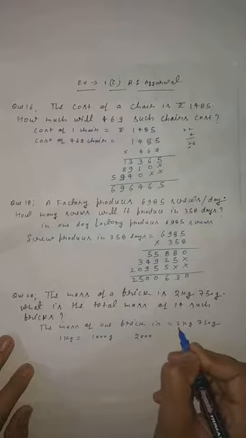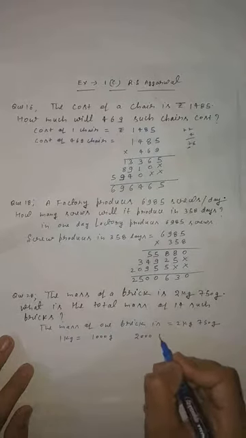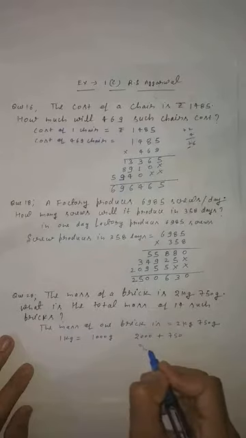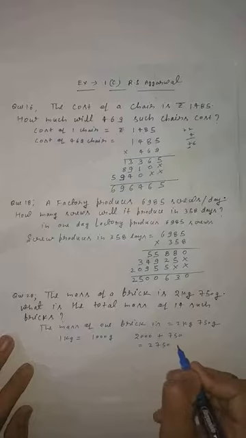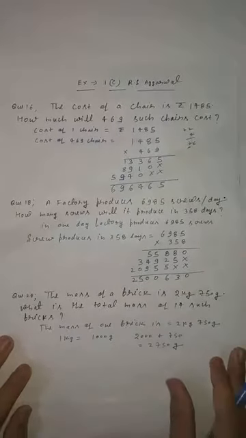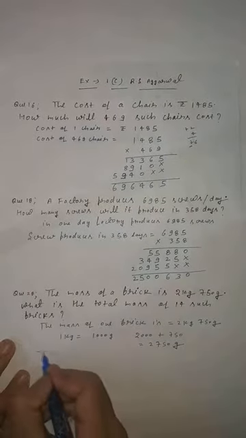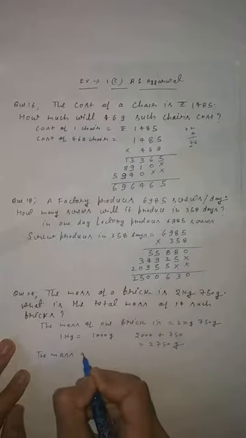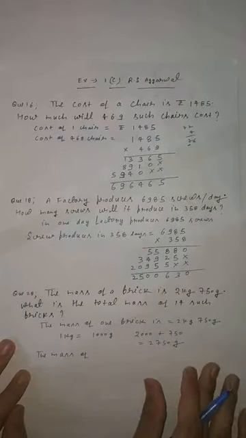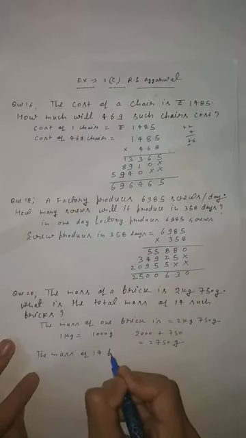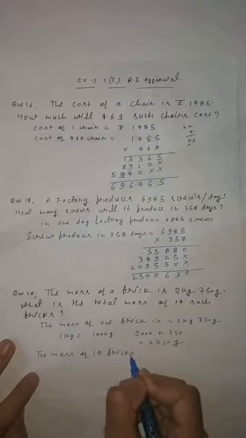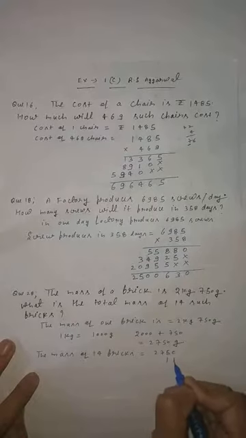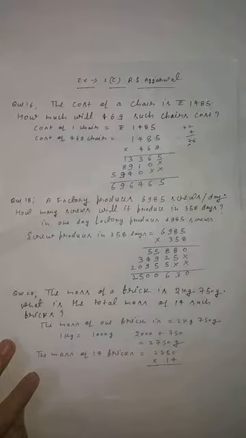2000, because 2 kilogram is given, so 2 multiplied by 1000 is 2000, plus 750, so it will become 2750 gram. Okay students, now you have to find out the mass of 14 bricks. Clear students? So it will become 2750 multiplied by 14. Clear students? So multiply it.